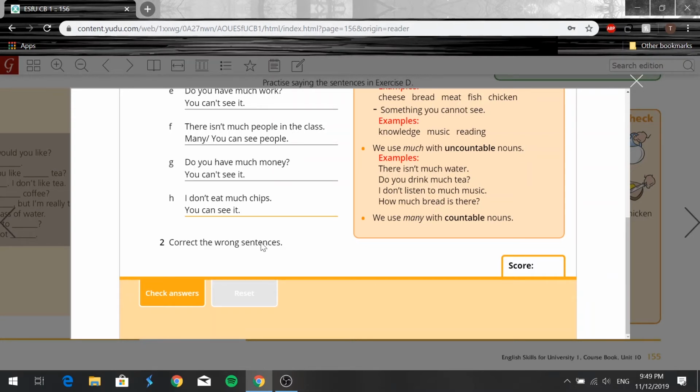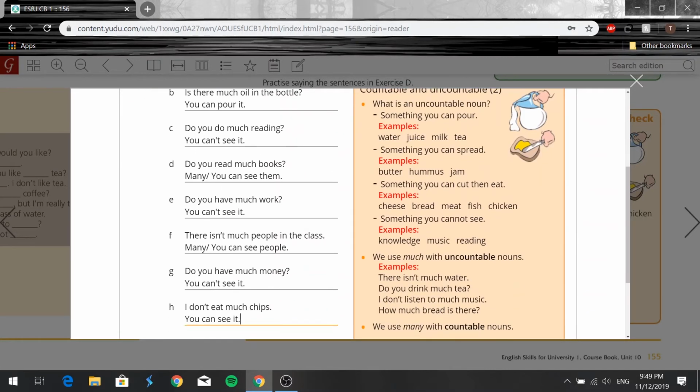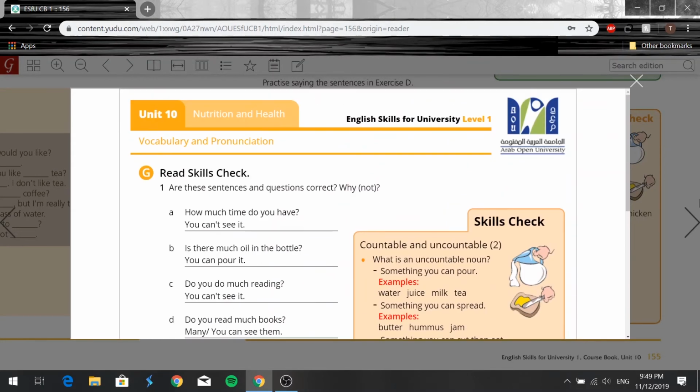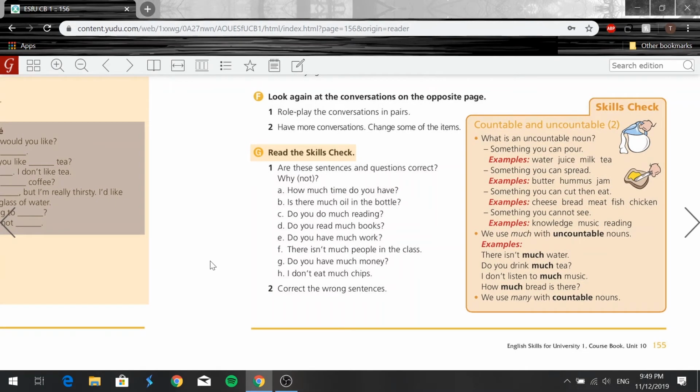Correct the wrong sentences. Okay. So what are the ones that were wrong? Do you read much books? We'll say, do you read many books? Right? F, there isn't much people in the class. We'll say there aren't many people in the class. Right? And H, I don't eat much chips. We'll say, I don't eat many chips. Okay? So that was exercise G, vocab and pronunciation.